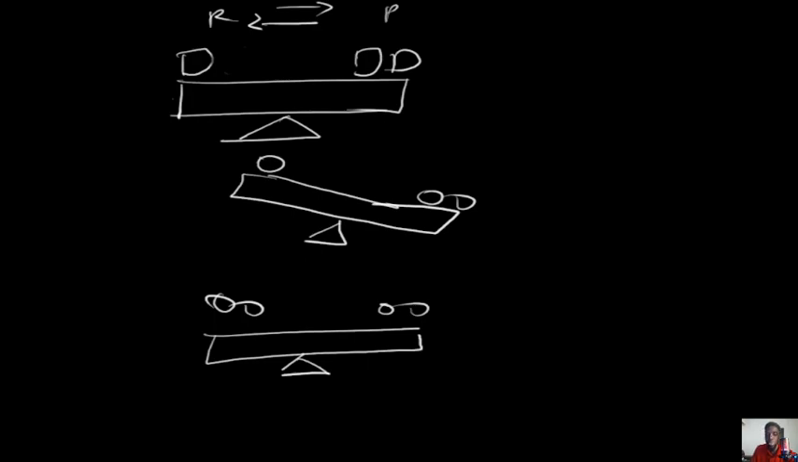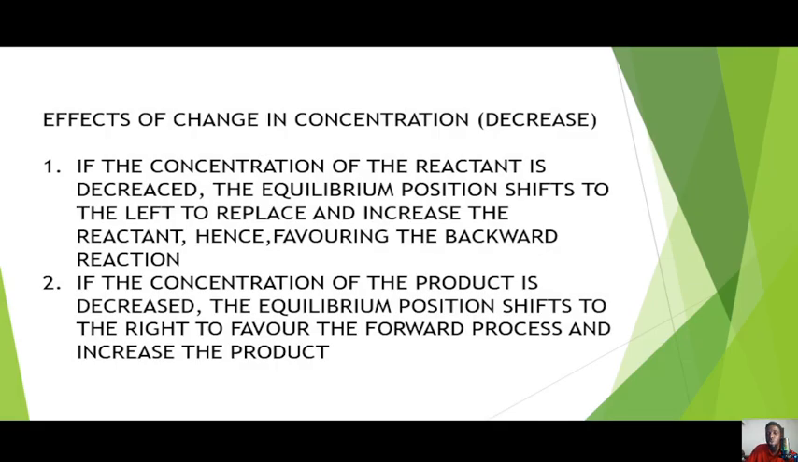what happens with respect to the decrease in product, you will notice that if the concentration of the product is decreased, the equilibrium position shifts to the right to favor the forward process and increase the product. So it's basically in removal. When something is removed, the system will replace it, which means if I remove reactant, the system is going to replace that reactant. If I remove product, the system is going to replace the product.